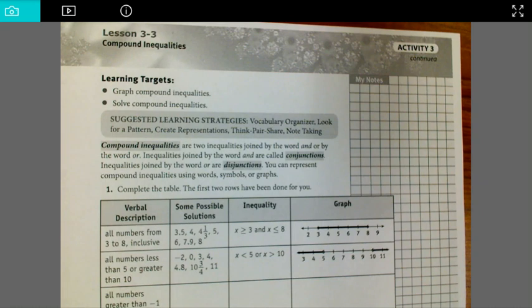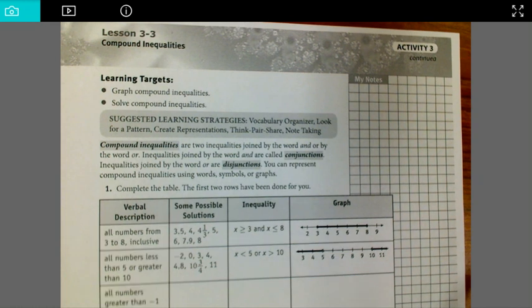Today we will be covering Lesson 3-3 on compound inequalities. Our lesson for today will be split into 5 separate sections. In the first section, we'll cover questions 1 and 2. So let's go ahead.